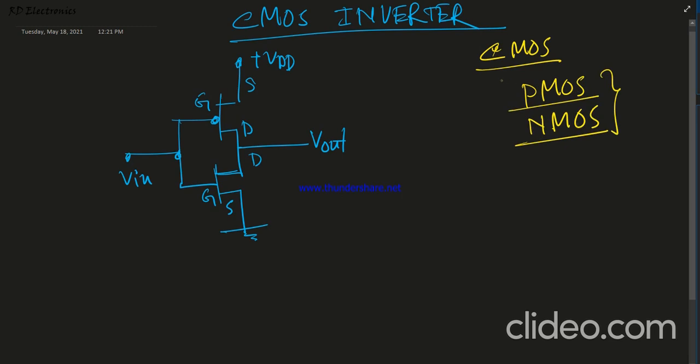So embedding both these technologies in one single chip is known as complementary. Why is it named complementary? Because at a time one MOSFET is on and the other MOSFET is off. So look here at the left side diagram.